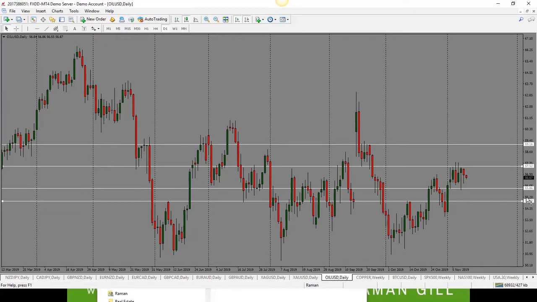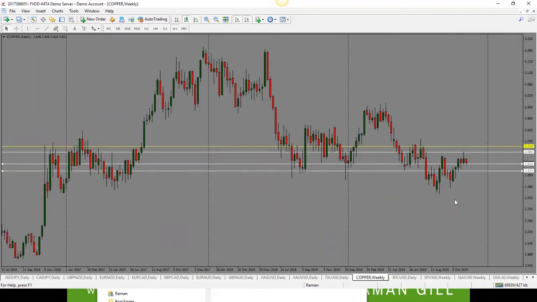I'm looking for price to drop into 55.80, and only if it goes through that level would I look for 55.00. So for now, bias is bearish for oil.